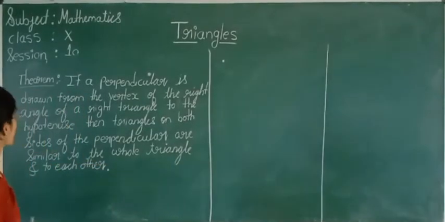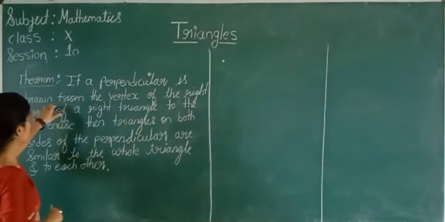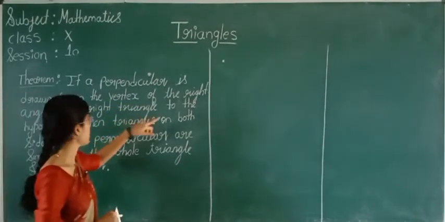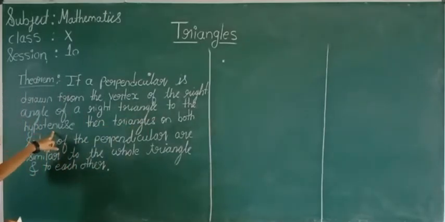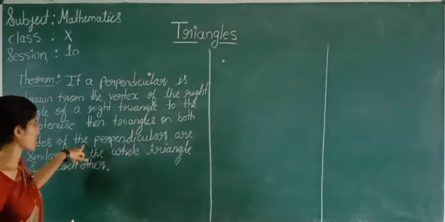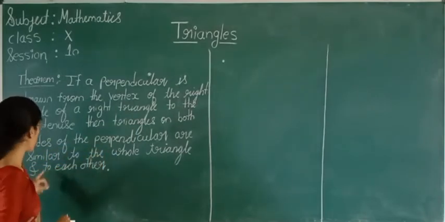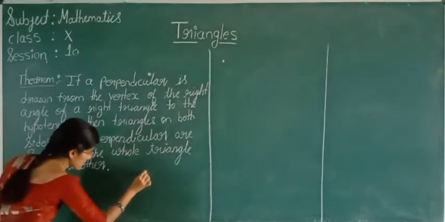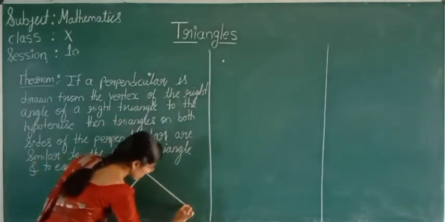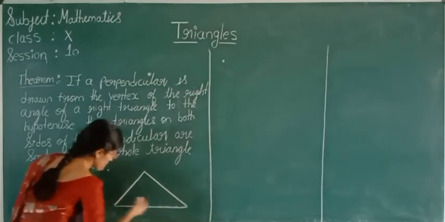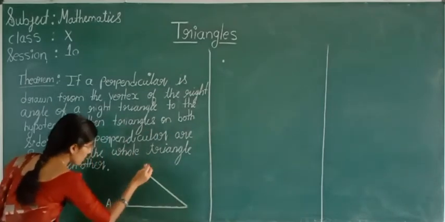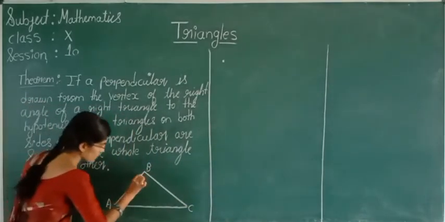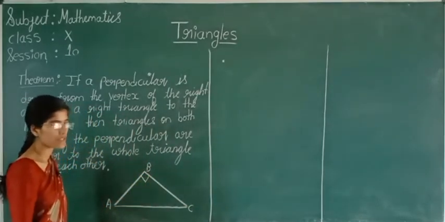So the next theorem is, if a perpendicular is drawn from the vertex of the right angle of a right triangle to the hypotenuse, then triangles on both sides of the perpendicular are similar to the whole triangle and to each other. See here, we will draw a figure, so we will understand. ABC is a right triangle, and here angle B is equal to 90 degrees.